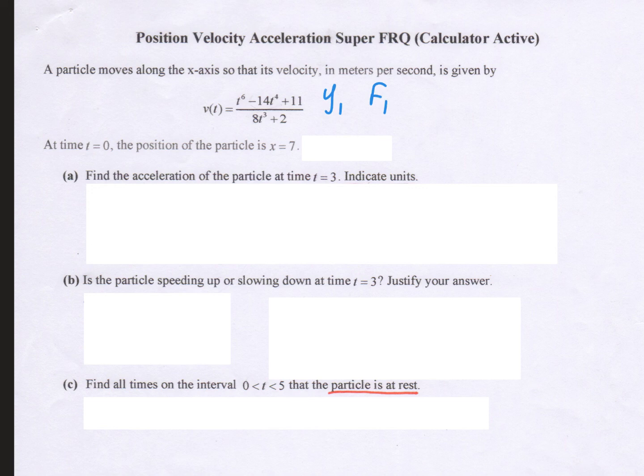I'm also told our position at t equals 0 is 7. The way that you say that symbolically is x of 0 equals 7. So x is our function, 0 is our independent variable, and 7 is our position.